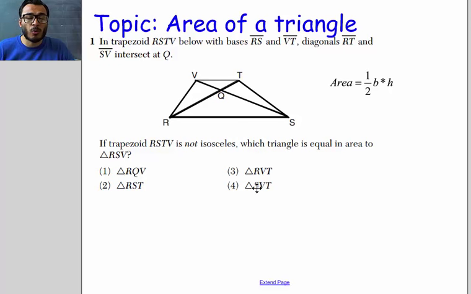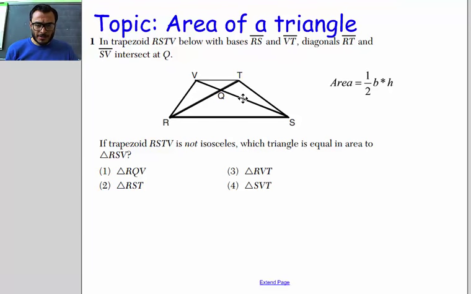Here is number one, and the topic being tested here is the area of a triangle formula. So the question says, if trapezoid RSTV is not isosceles, which triangle is equal in area to triangle RSV?